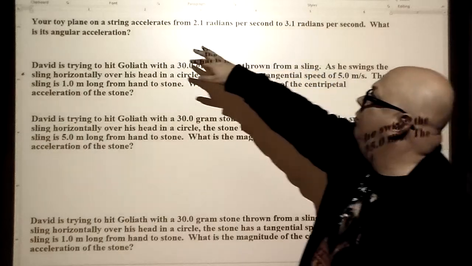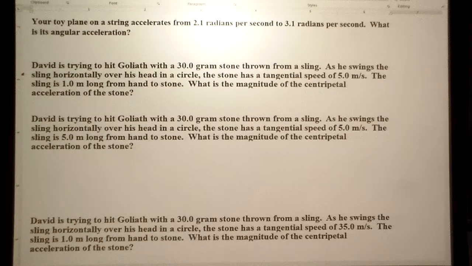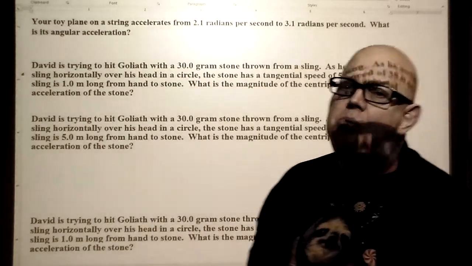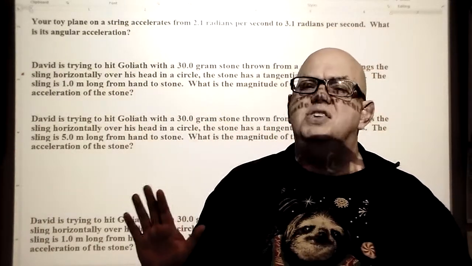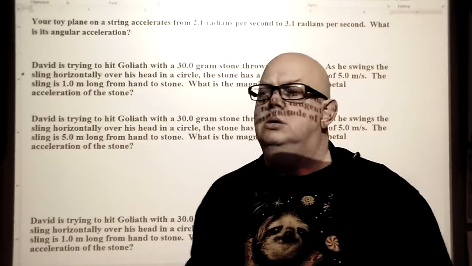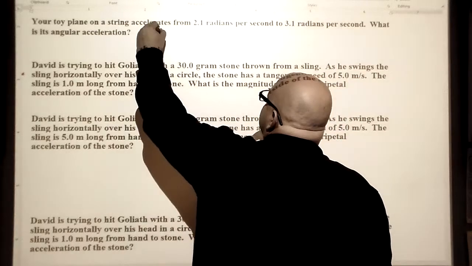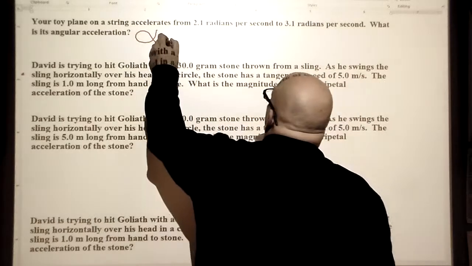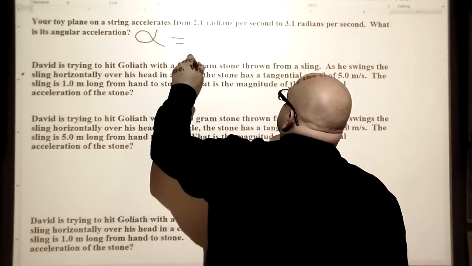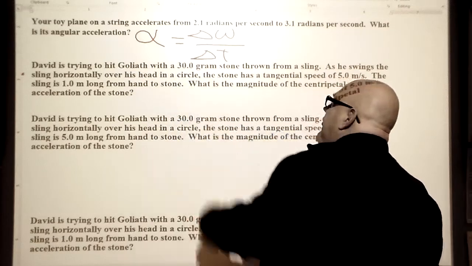In our next problem, we have a toy plane on a string accelerating from 2.1 radians per second to 3.1 radians per second. What is its angular acceleration? There's a little bit of a problem because you're missing time, so for the sake of argument, we're just going to say all this is happening in 1 second. When we're looking at the acceleration, that is the funny looking alpha, and it equals the change in our angular velocity over the change in time.